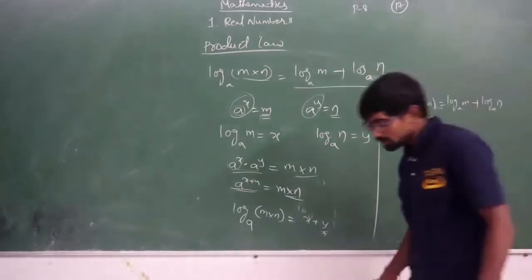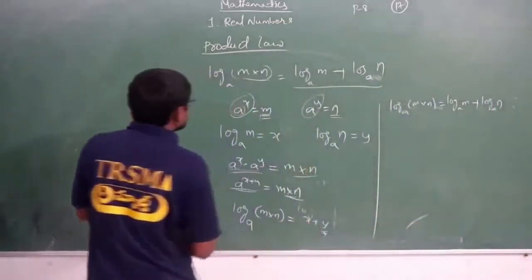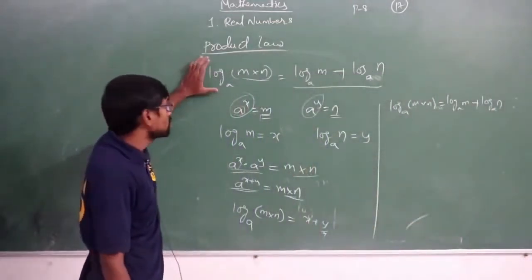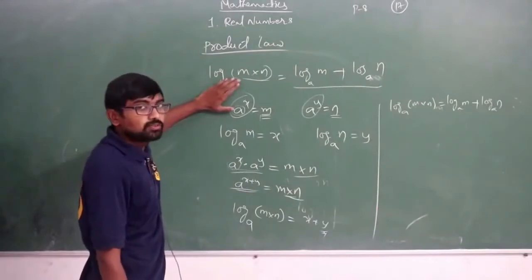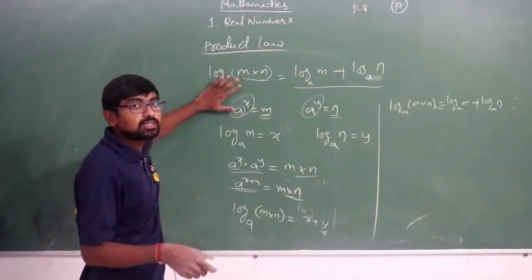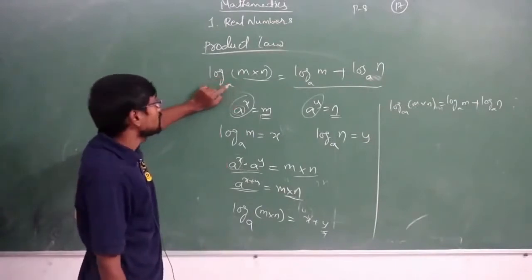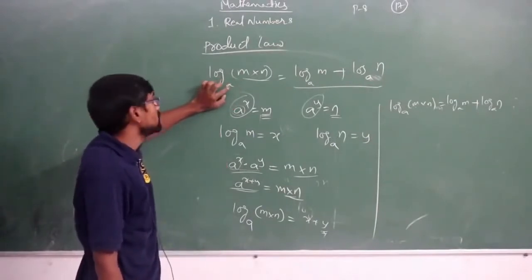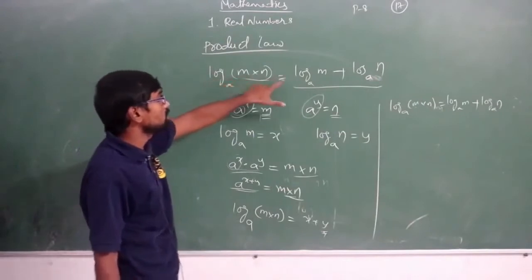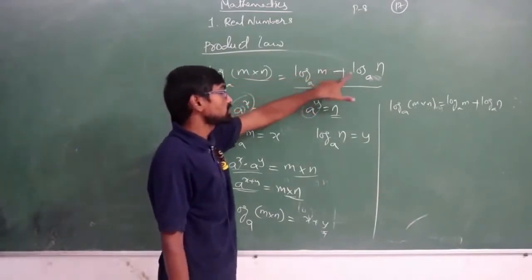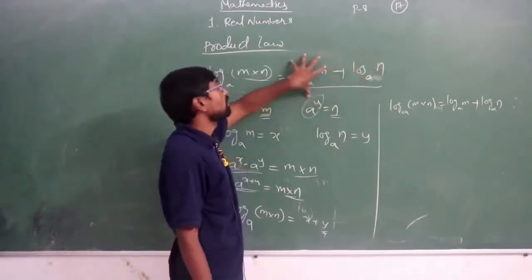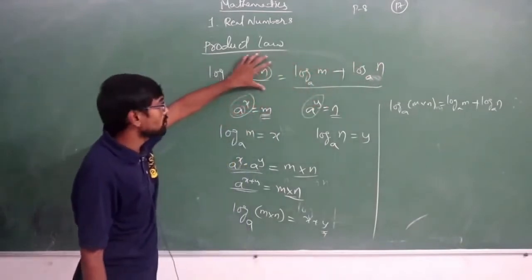Hope you all understood. Let me tell you one more time what we did here. We have just taken a formula in the base. If anything is not there in the base, that is taken as 10. As I have given a here, you can take a here. So log base a m into n is equal to log base a m plus log base a n. This is the product law. Okay, this is the product law.